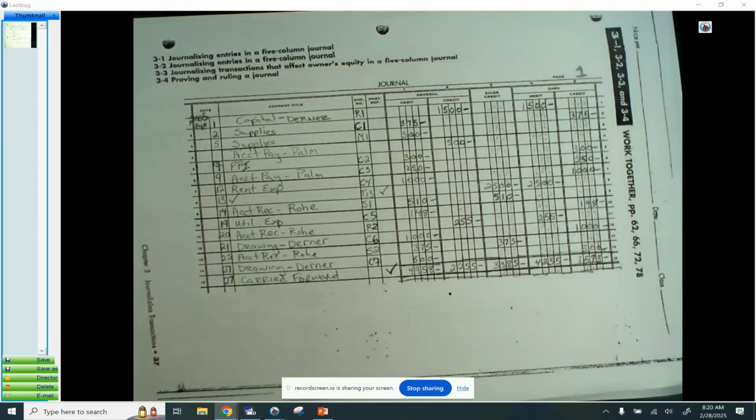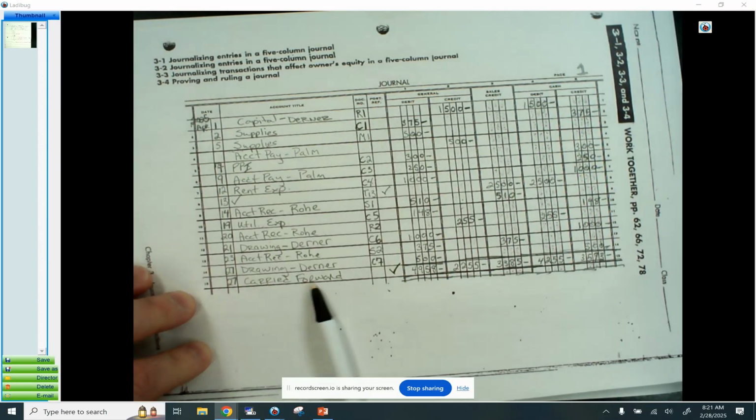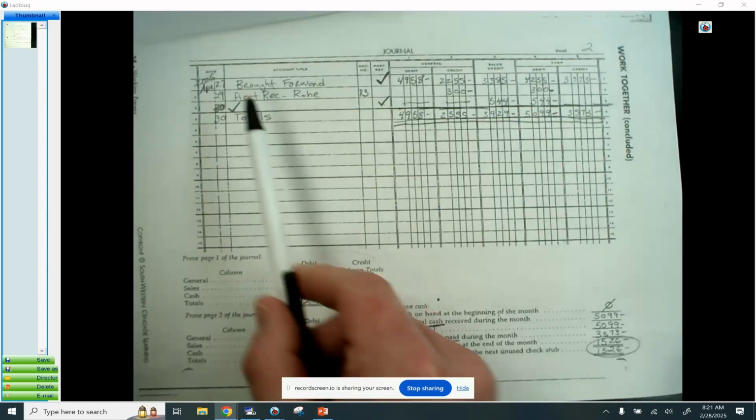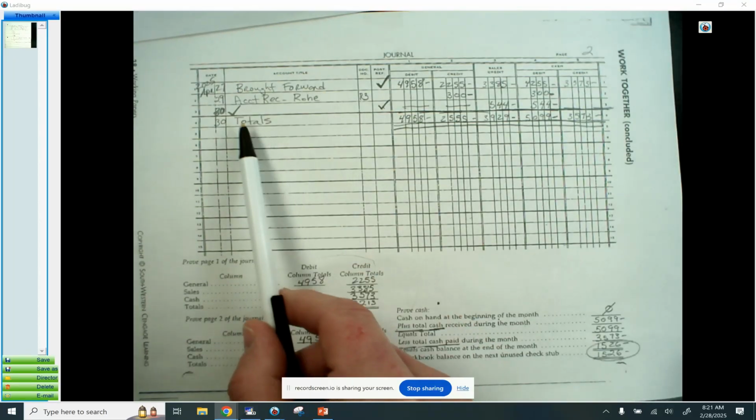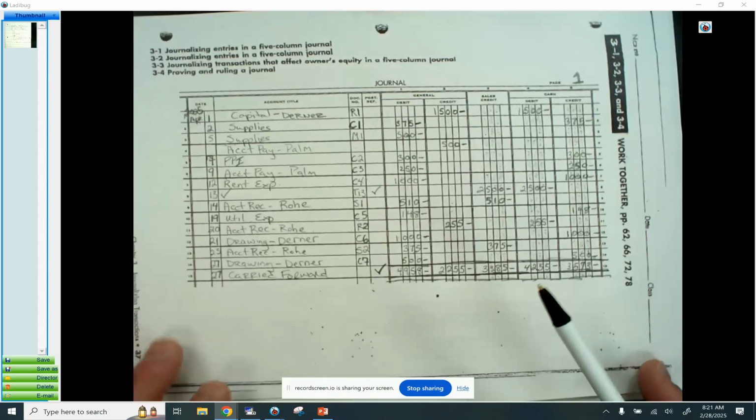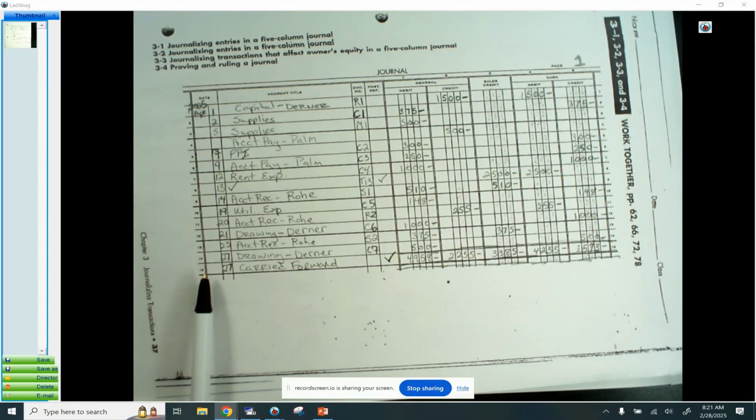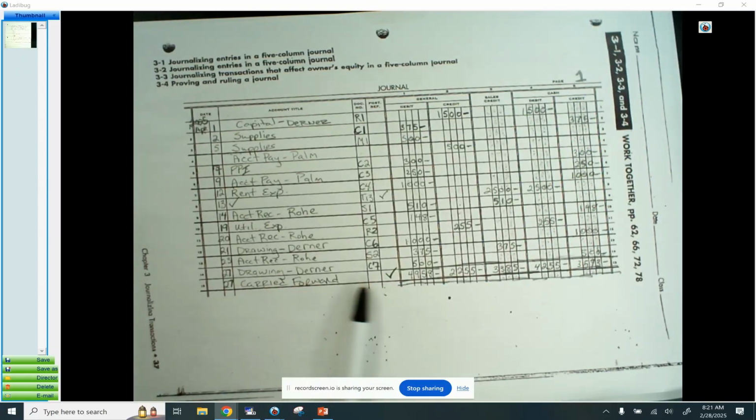All right, good morning. This is a review of the carried forward process, the brought forward process, and then the totals at the end of the month, how to prove your page, and how to do the prove cash. You always reserve the last line of your journal page for doing this process for carried forward.